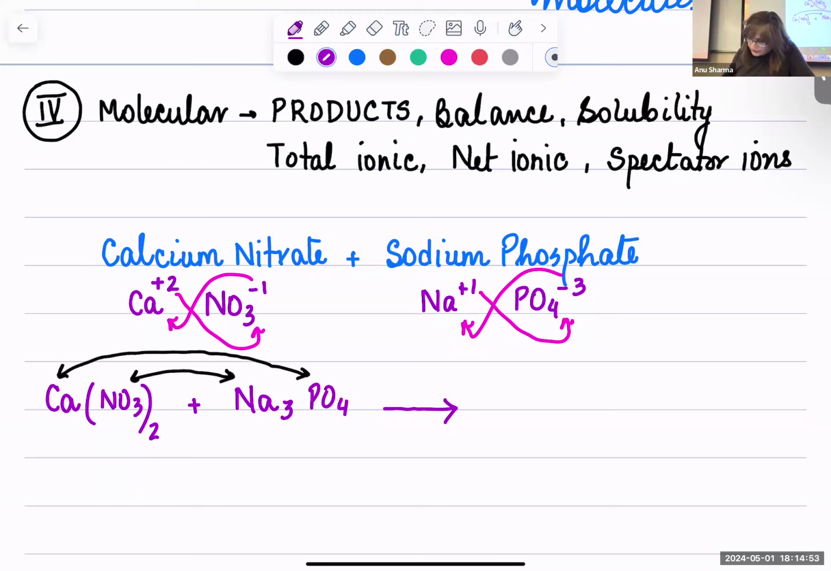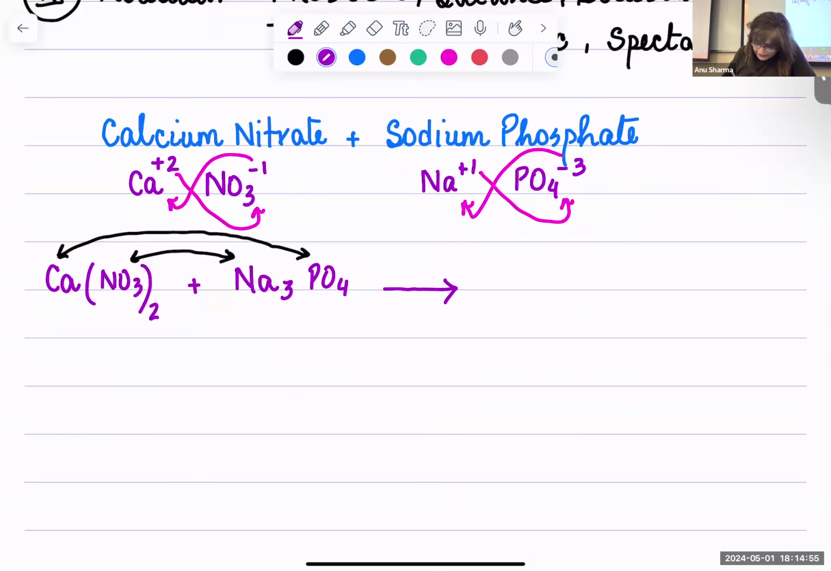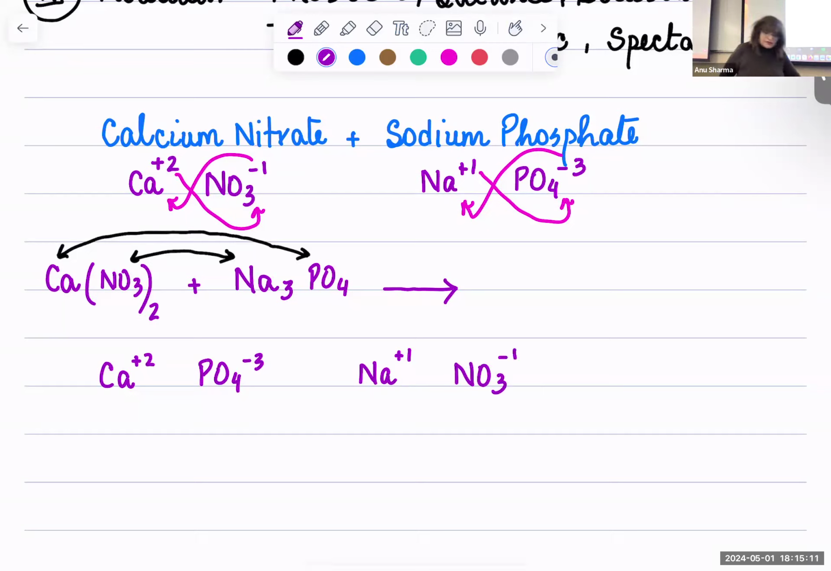Let's identify the products here. When calcium combines with phosphate, you have calcium +2 and phosphate -3. The other one is sodium, Na +1, and nitrate, NO3 -1. Write them down with their charges: phosphate should have -3, nitrate -1, sodium +1, and calcium +2. Now what will you do?